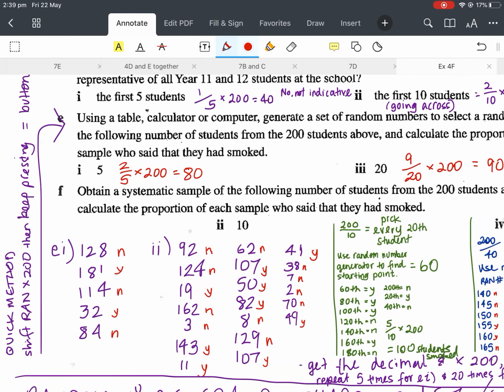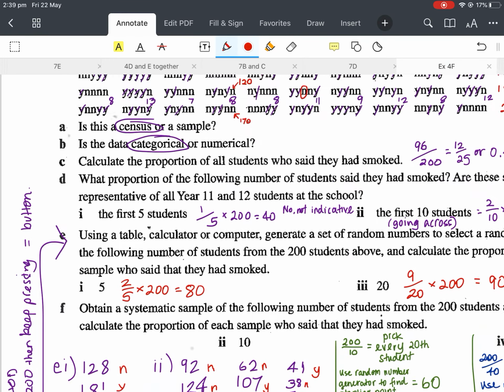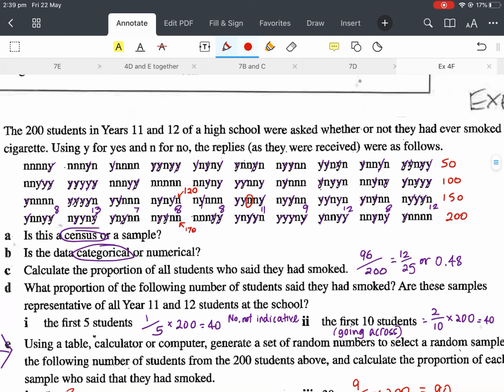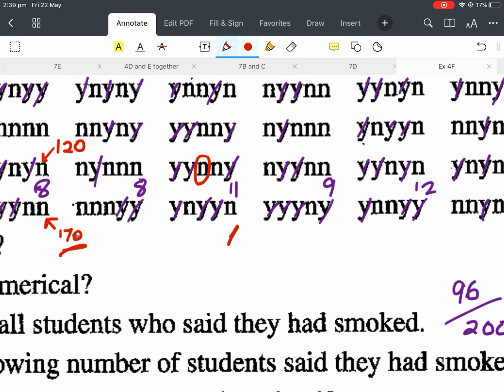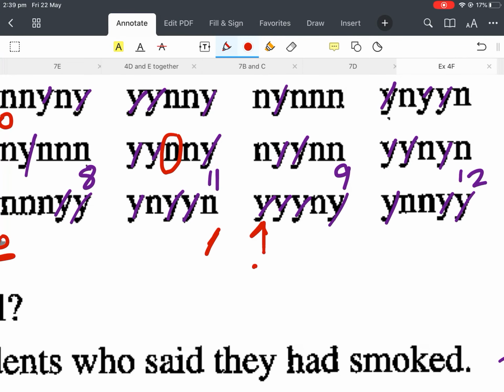So for 181, I'll do this one for you. 181, I've got to go, right. So 150 is to here. 160 is to here. 170 I've written there. 180 is to here. So 181 is that one there.